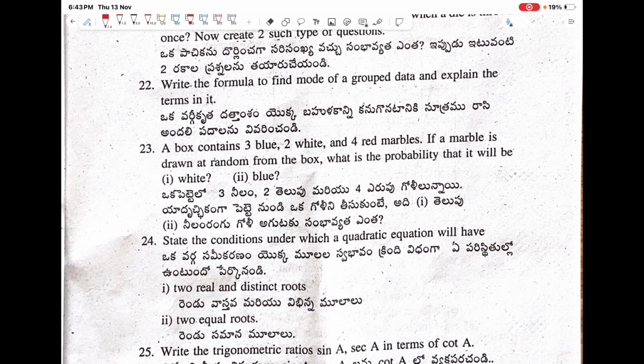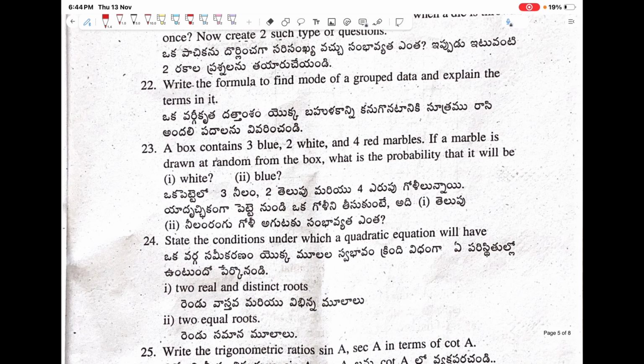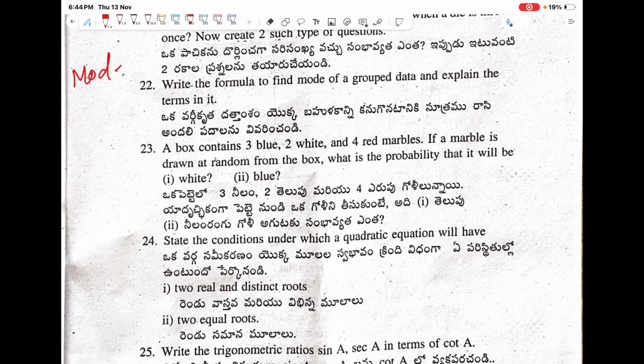22. Write the formula to find the mode of grouped data and explain the terms in it. So the mode formula you have to write first, then you have to expand. Definitely you have to learn the formulas of mode and median and their expansion also. Mode is L plus (F1 minus F0) by (2F1 minus F0 minus F2) into H.